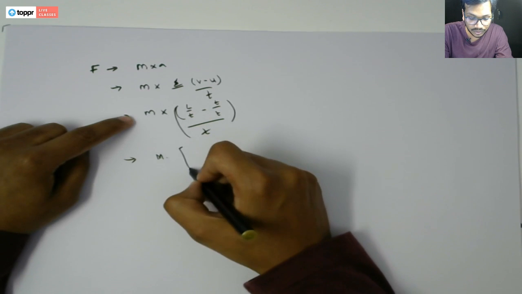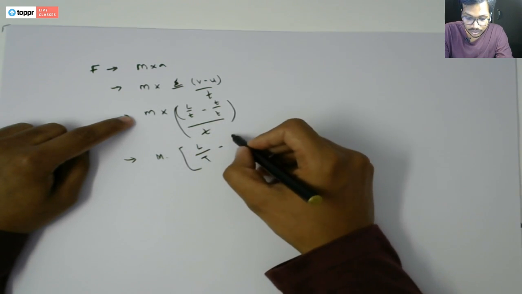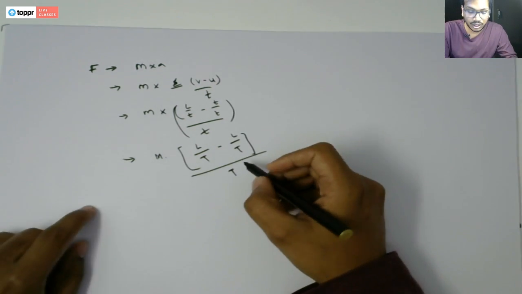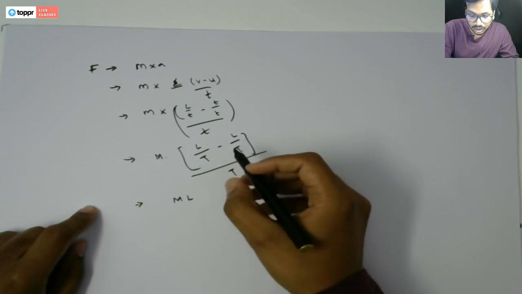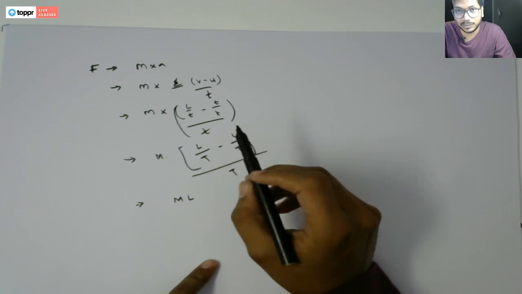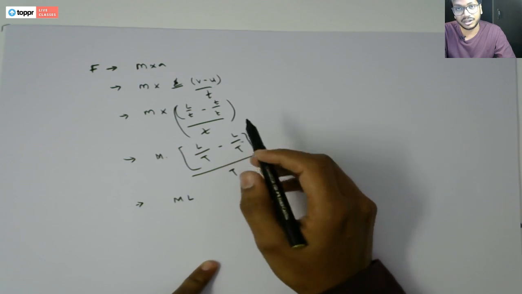For unit of length, let us write capital L, and for unit of time, let's write capital T. So if you simplify this, you'll come down to something like mass into length. Now, this is not actually subtraction. We'll look at the properties of dimensions a little later, but you need to understand that L upon T minus L upon T does not equal 0.